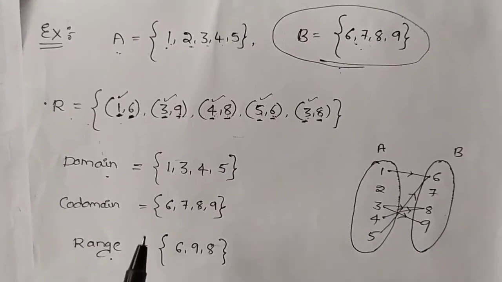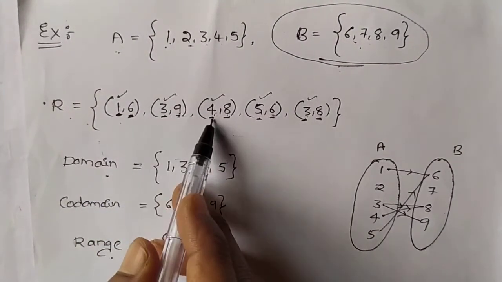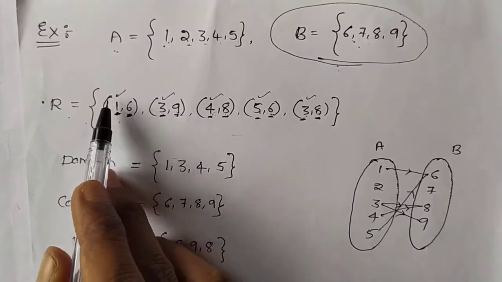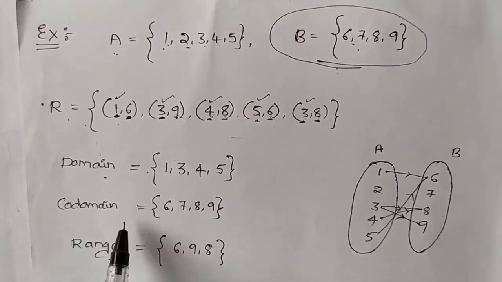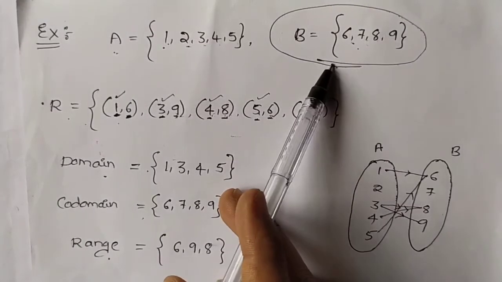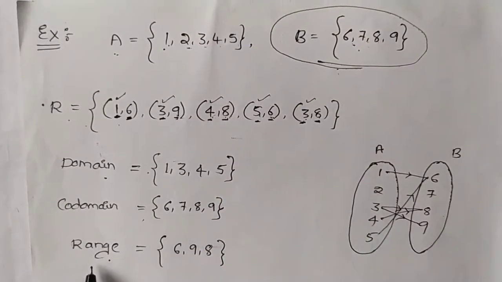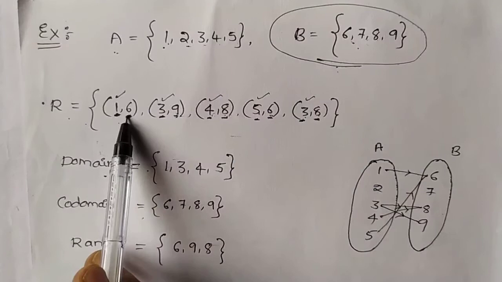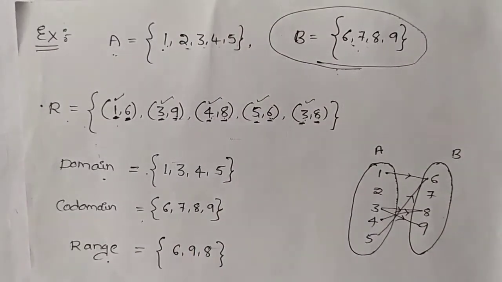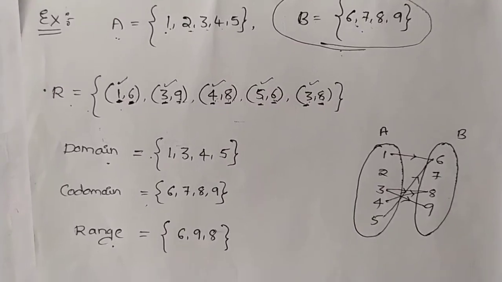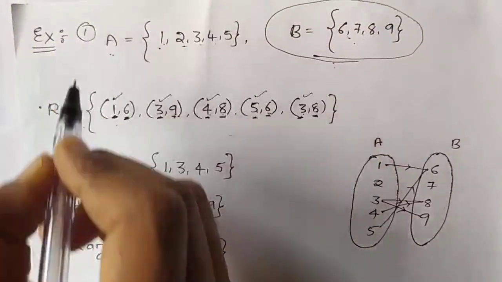Do you understand? Once again, the set of all the first elements of the ordered pairs in a relation R is called the domain. Codomain is what? The whole set B is called the codomain. Range is what? The set of all the second elements of the ordered pairs in a relation R is called the range. Do you understand?